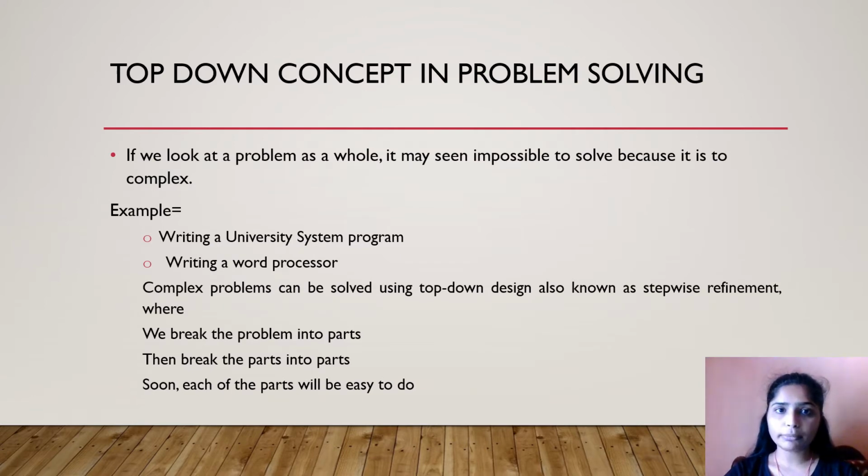Next we will see the top down concept in problem solving. If we look at a problem as a whole, it may seem impossible to solve because it is too complex. Examples are writing a university system program or writing a word processor. A complex problem can be solved using top down design, also known as stepwise refinement, where we break the problem into parts, then break the parts into smaller parts, and so on, until each part is easy for us to do.